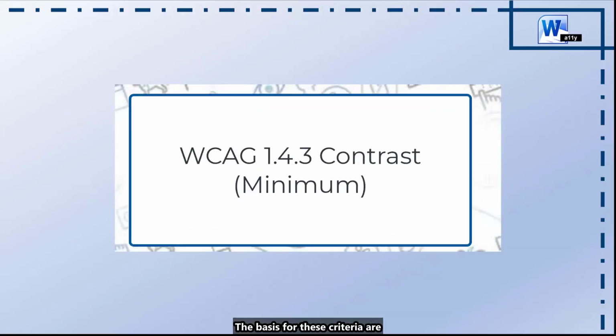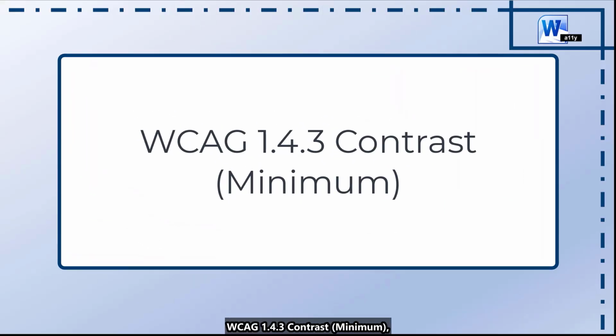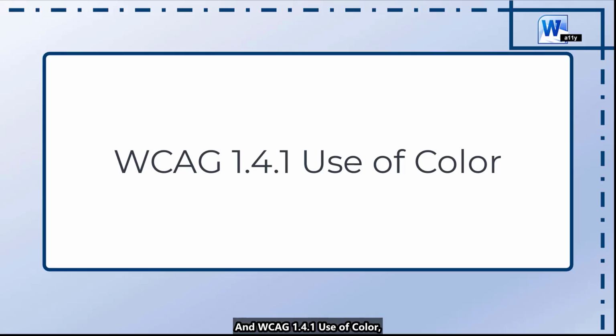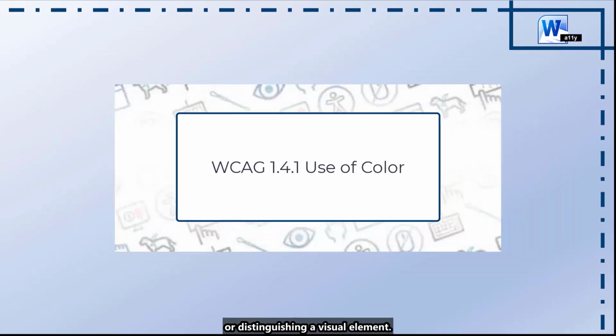The bases for these criteria are WCAG 1.4.3, Contrast Minimum, which states the visual presentation of text and images of text has a contrast ratio of at least 4.5 to 1, or 3.0 to 1 for large text. And WCAG 1.4.1, Use of Color, which states color is not used as the only visual means of conveying information, indicating an action, prompting a response, or distinguishing a visual element.